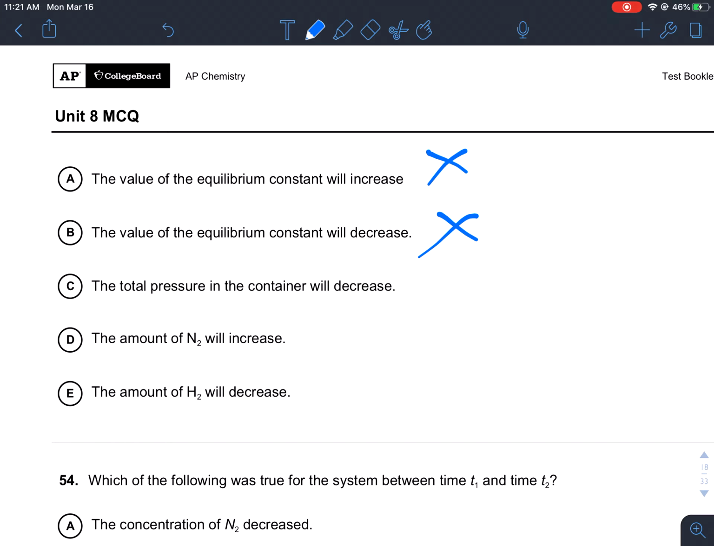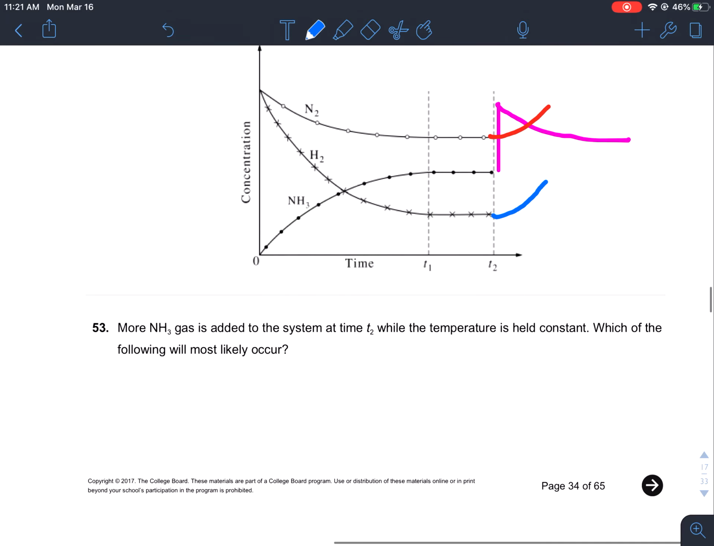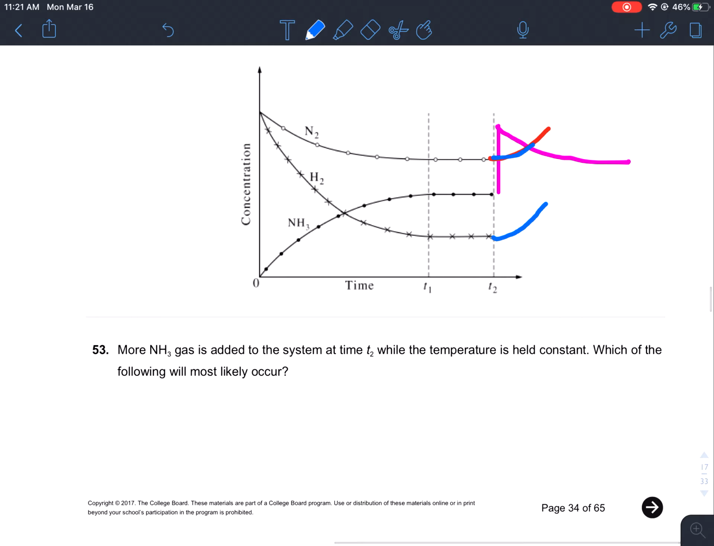The total pressure in the container will not decrease. The pressure is going to increase because you just added more gas. Okay? The amount of N2 will increase. That is true. The H2 will decrease. That is not true. The N2 is going to start increasing because you just put more of this substance in. Now it's going to equilibrate and get back to equilibrium.